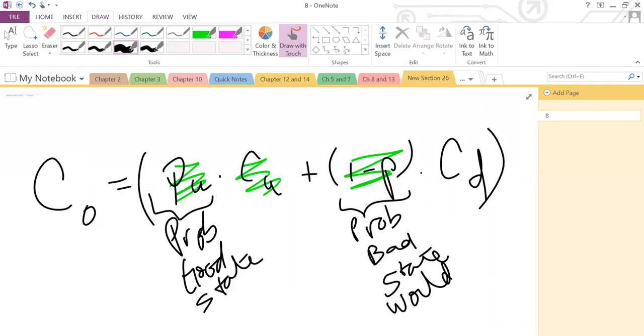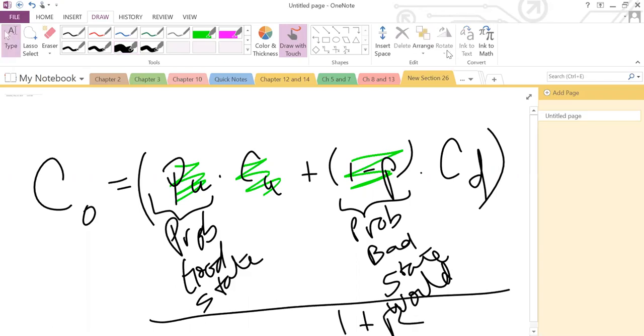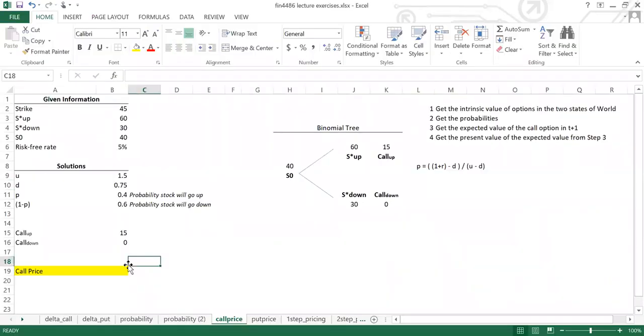So 1 plus R. In some problems, you will usually find 5%. So that's why in most cases you will just divide by 1.05, right? But you need to pay attention to what that rate is, because we need to divide by 1 plus R. So now I'm going to go back to the Excel, and we can conclude using that formula.